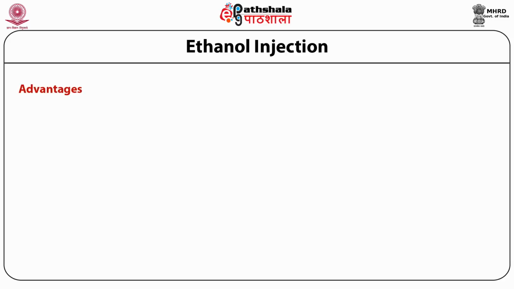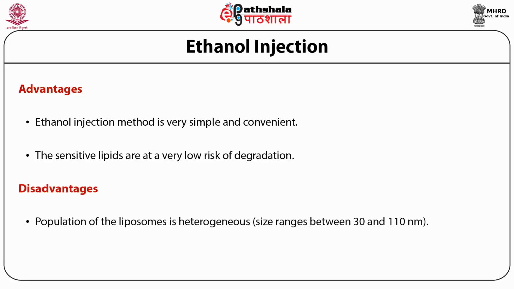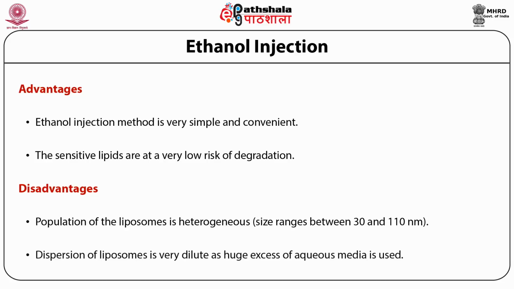Advantages of this ethanol injection method: first, the ethanol injection method is very simple and convenient. The sensitive lipids are at a very low risk of degradation. Disadvantages: the population of the liposomes is heterogeneous, with size ranging between 30 and 110 nanometer. Dispersion of liposome is very dilute as a huge excess of aqueous media is used.